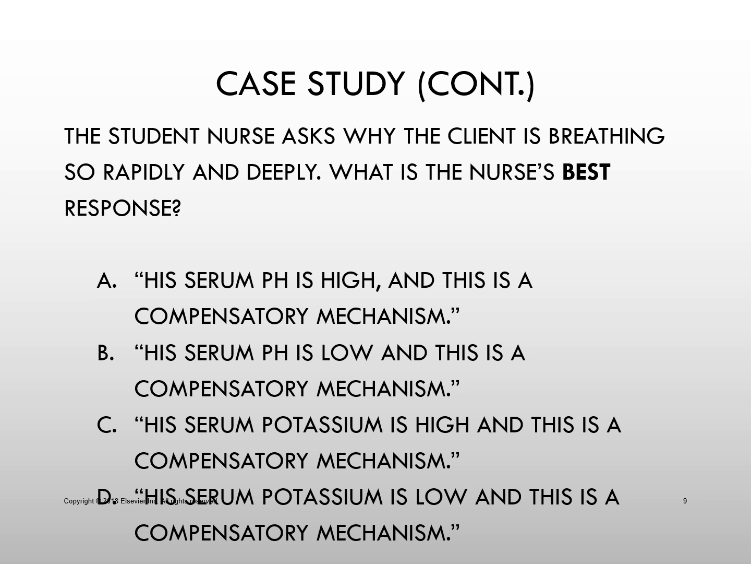The student nurse asks why the client is breathing so rapidly and deeply. What is the nurse's best response? Is it his serum pH is high and this is a compensatory mechanism? Is it his serum pH is low and this is a compensatory mechanism? Is it his serum potassium is high and this is a compensatory mechanism? Or is it his serum potassium is low and this is a compensatory mechanism? The correct answer is B.